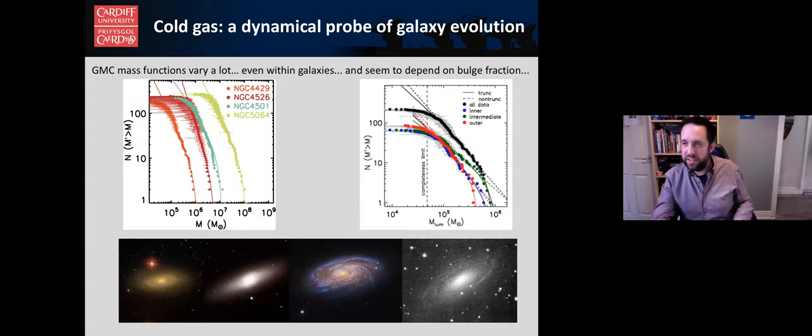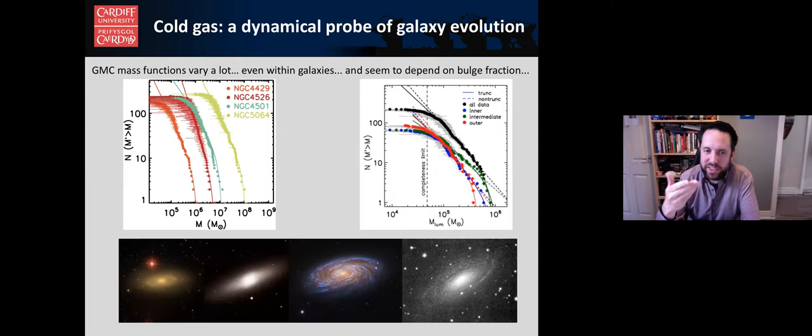You can also extract things like GMC mass functions from these observations, and they vary a lot, even within galaxies. So if you look at different parts of the same galaxy, you find different GMC mass functions. And that seems to vary in a way that depends on the bulge fraction. So for instance, the most massive molecular cloud in each galaxy seems to change as you go from the bulge-dominated objects to the spiral galaxies. And that makes sense if there's more fragmentation in those objects.